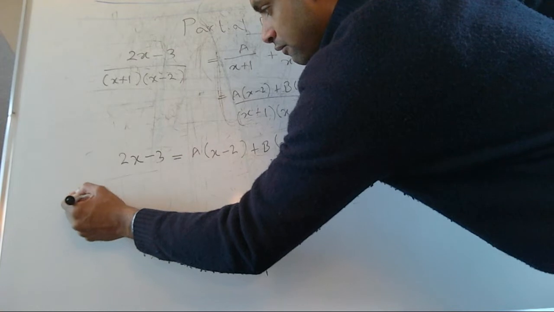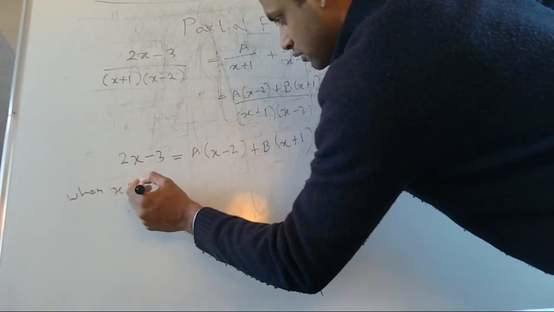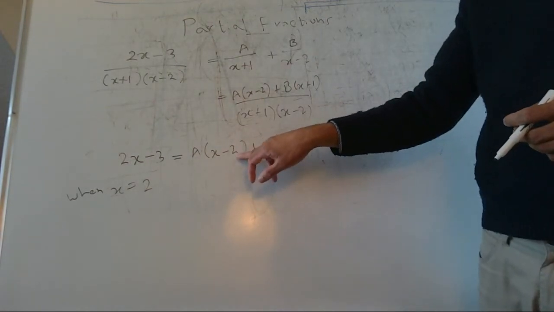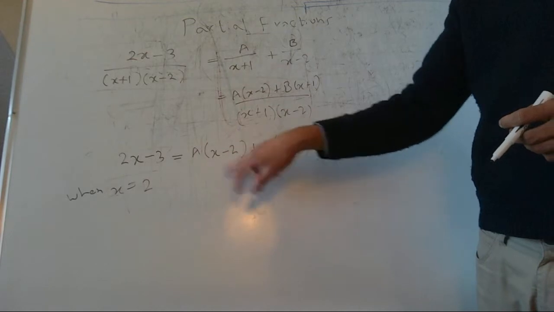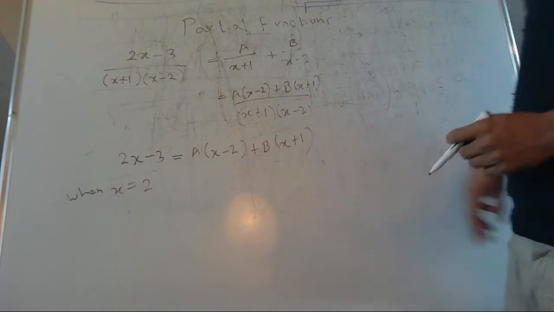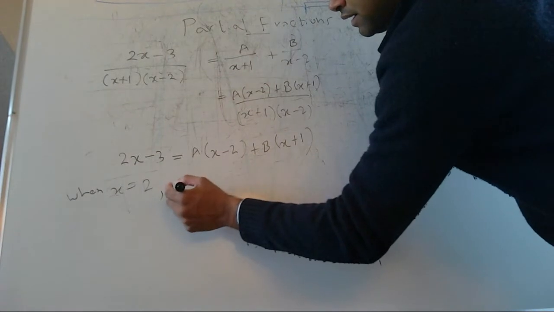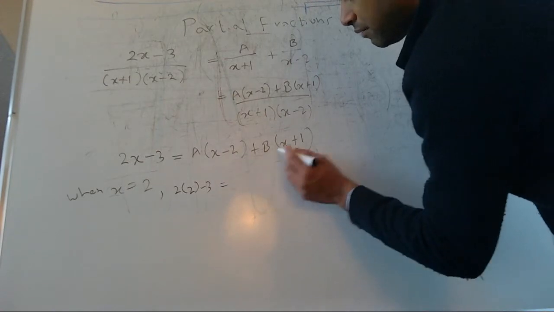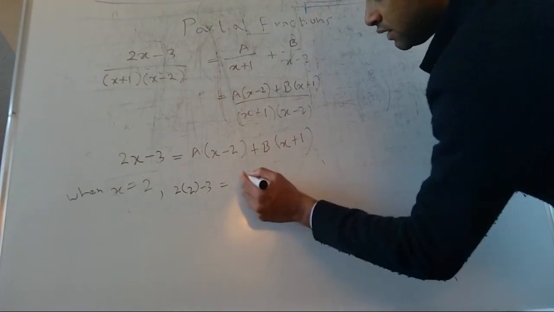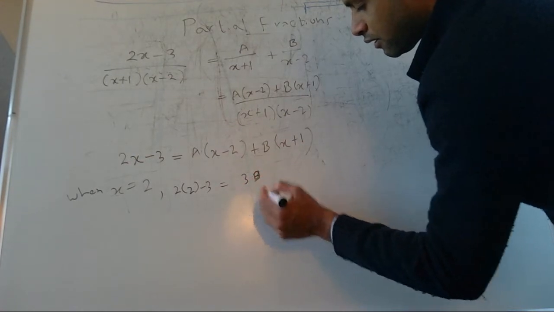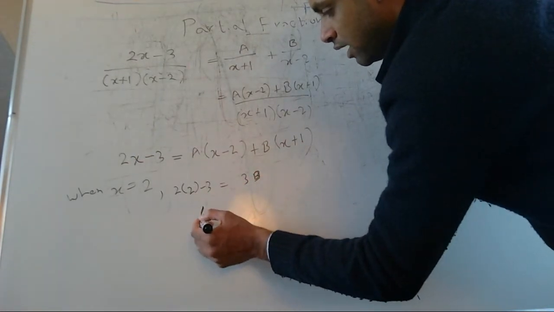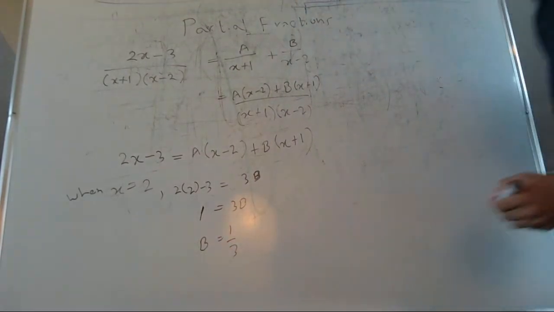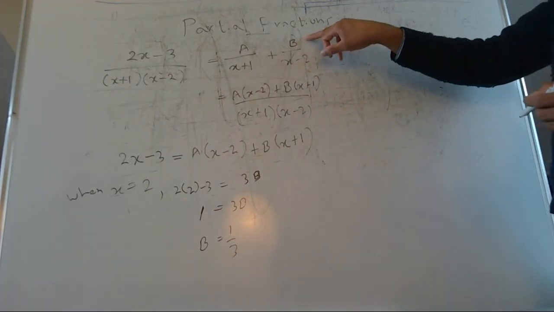So when x equals 2, the reason I chose 2 is that if I put 2 in here, 2 minus 2 is going to be 0. So A is going to disappear, and we're going to get something in terms of just B. This side becomes 2(2) - 3, and here is going to be 0, so we end up with 2 + 1 is 3, so equal to 3B. So 4 minus 3, which is 1, equals 3B. So B equals 1 over 3.